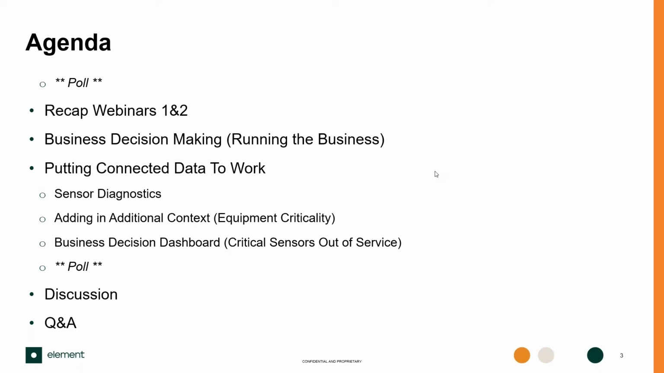And then Jose is going to take you into the software, and we're going to talk about putting this connected data to work. We're going to talk about the parts of the software we haven't spoken about yet, including sensor diagnostics. We're going to add some additional context into the pipeline we built in the first webinar. We're going to add one more piece of information, equipment criticality, and then we're going to bring that into a similar dashboard to the ones we built in the earlier webinars, and talk about how we make business decisions on our critical sensors that are out of service. Then we'll do one more poll question, and we'll get into discussion and Q&A.